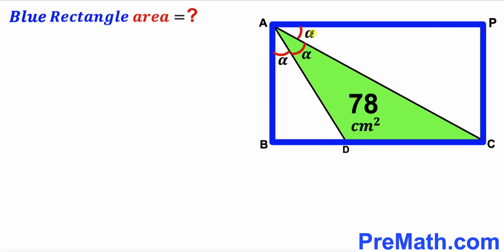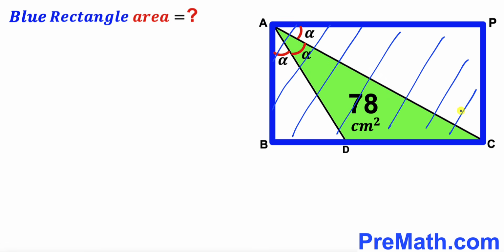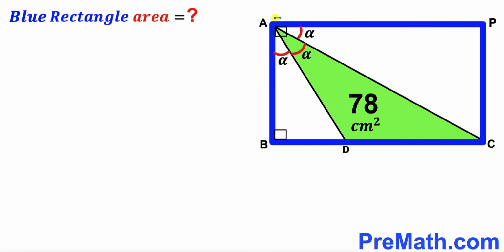And here's our very first step. Let's focus on this blue rectangle ABCP once again. And now let's make an observation. We can see that this angle is 90 degrees. And this angle is 90 degrees as well, since we are dealing with this blue rectangle ABCP.